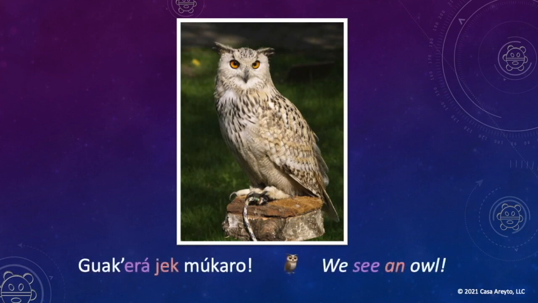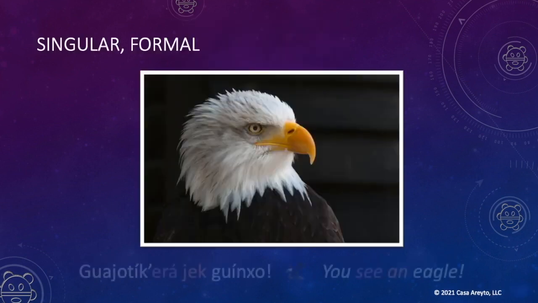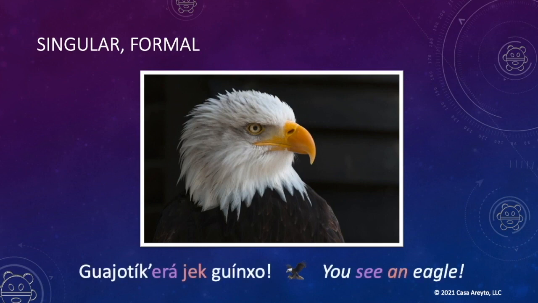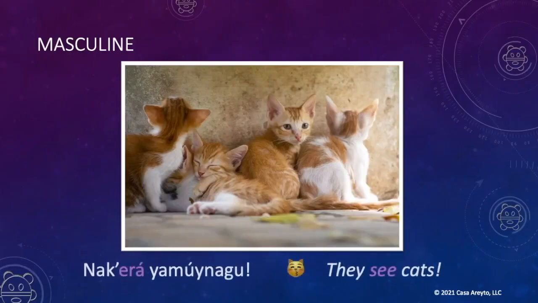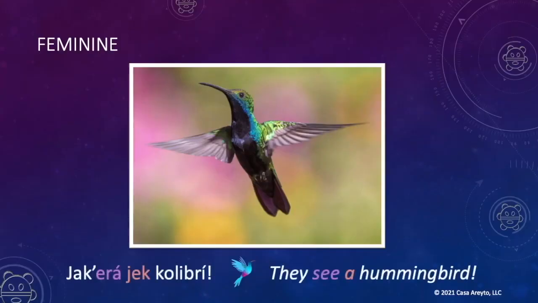If I want to say what we see on the screen, I can say, guaquera hek mucaro. We see an owl. How about what you as an elder see? Guajotic era hek guincho. You see an eagle. What if I want to say what a group of males sees? Nak era yamui nagu. They see cats. What if I want to say what a group of females sees? Hak era hek colibri. They see a hummingbird.